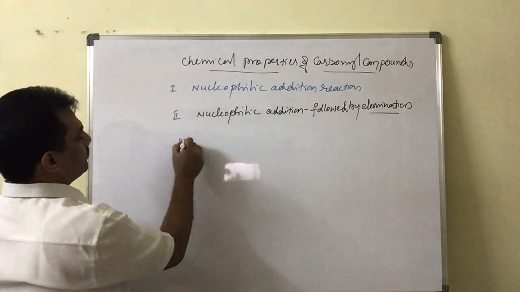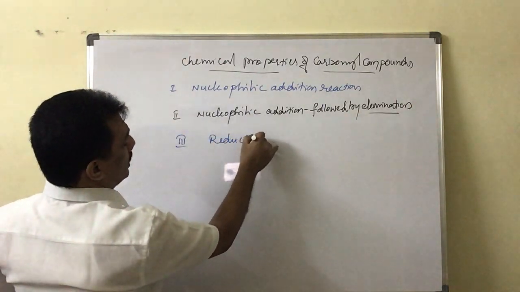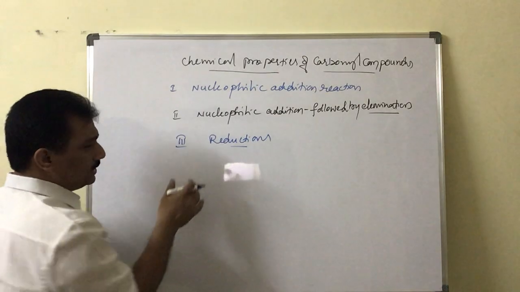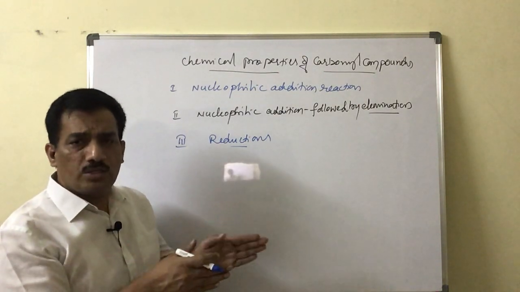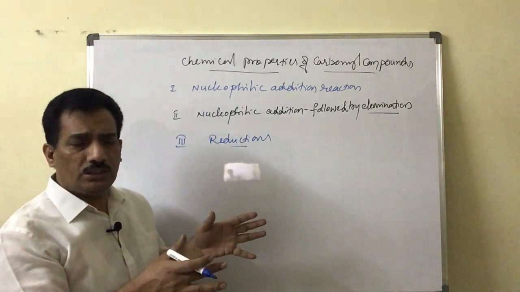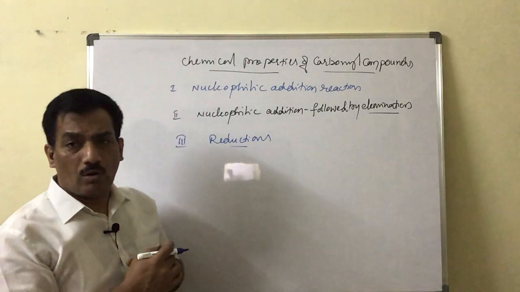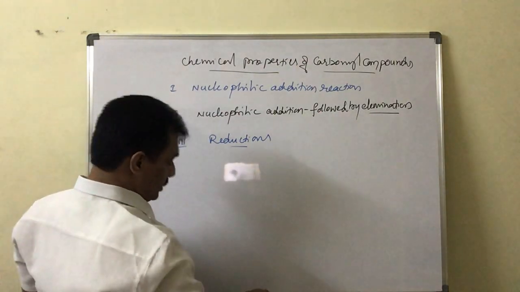It is reductions. These carbonyl compounds, as we already discussed in the previous session, are at the middle of the homologous series, when we compare alkanes to carboxylic acids, so that's why they can go for a reduction. And in this reduction we can find two types of reductions.